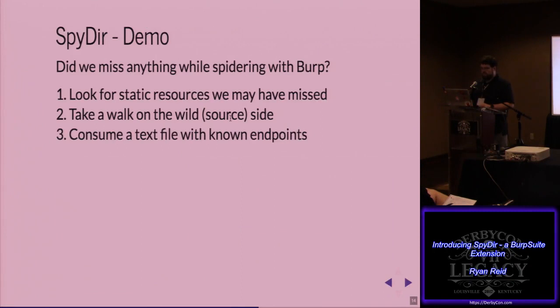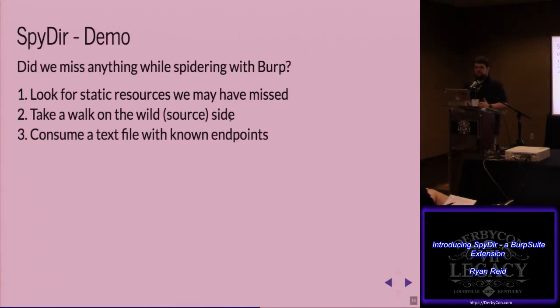So the question is, did we miss anything, right? This is a really, really simple application. There's not a whole lot there. So we can now use SpyDir to look for static resources we may have missed. Then we're going to take a walk on the wild side and actually try to parse the Flask source code. And then finally, we can consume a text file that we've done previously to make sure that we're still seeing the same endpoints that we saw in a previous assessment.